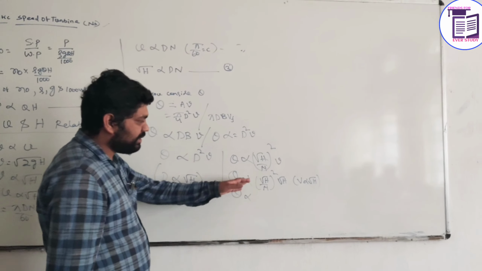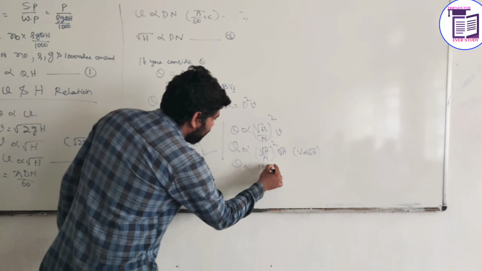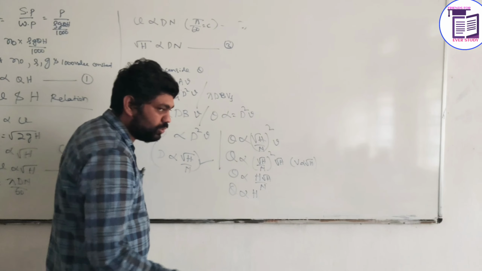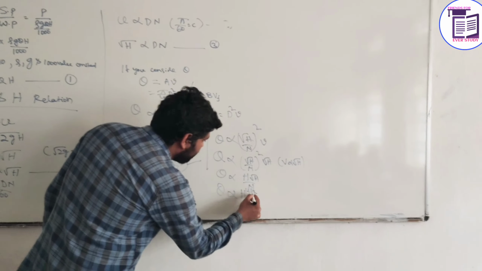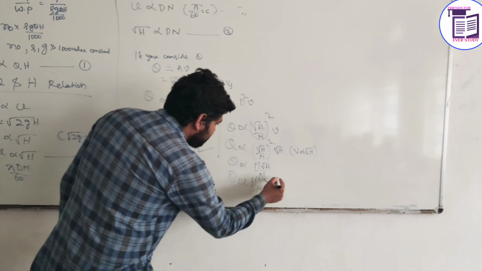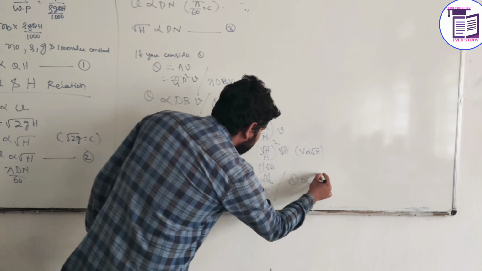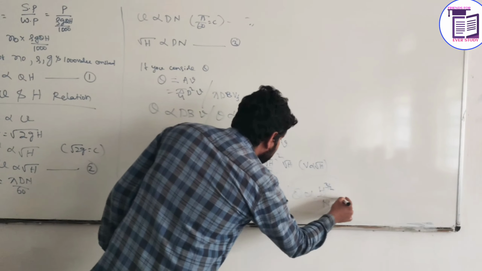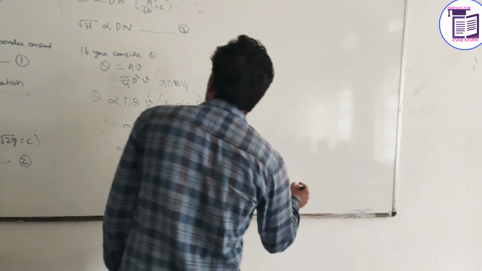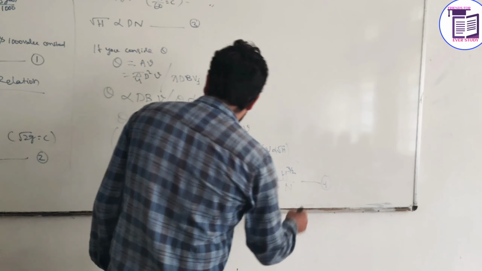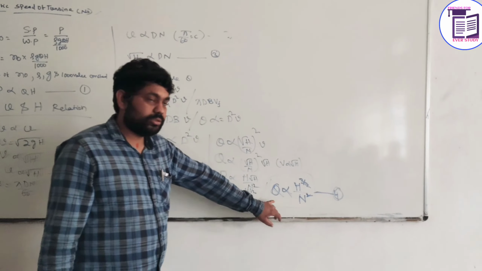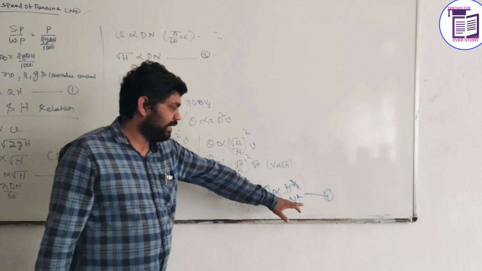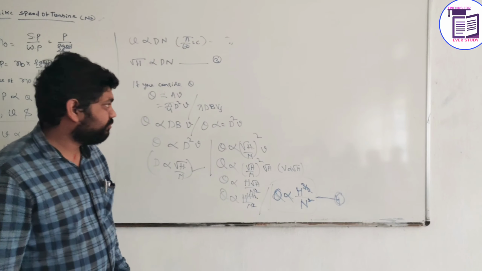Q is directly proportional to root h square by n, or Q directly proportional to h to the power 1 plus 1 by 2, by n. You can also write Q directly proportional to h to the power 3 by 2 by n. This is equation number 4. So you find the equation Q is directly proportional to h to the power 3 by 2 by n square. That is equation number 4.